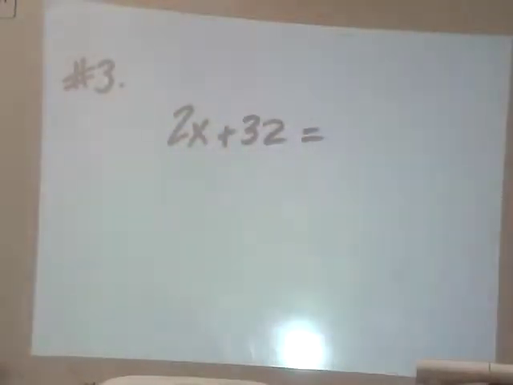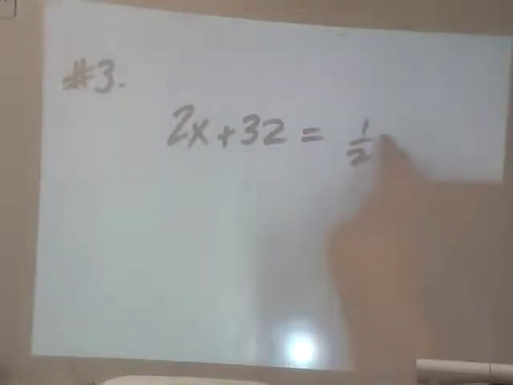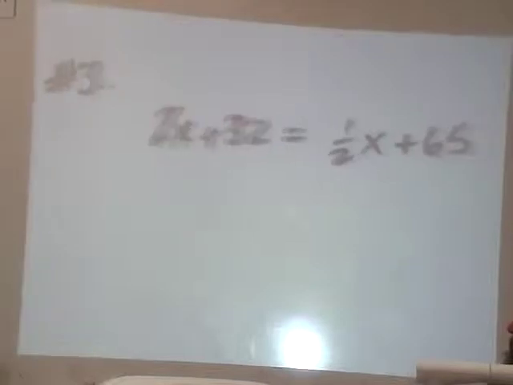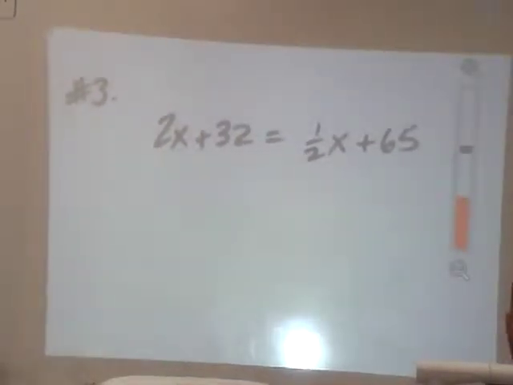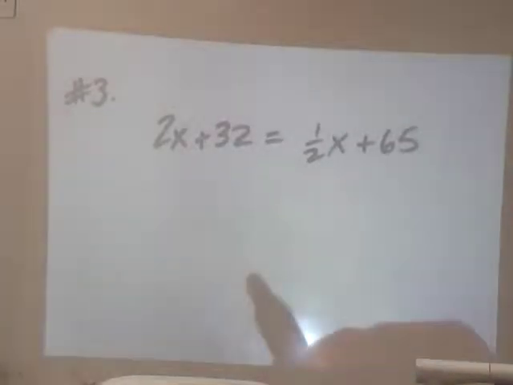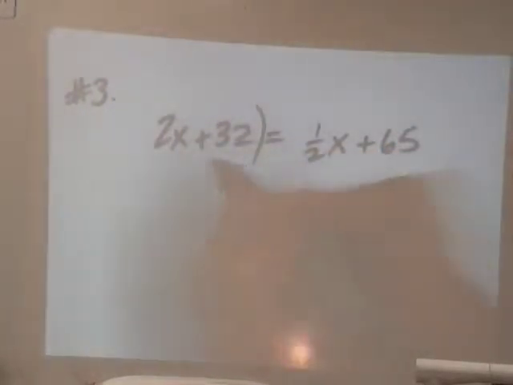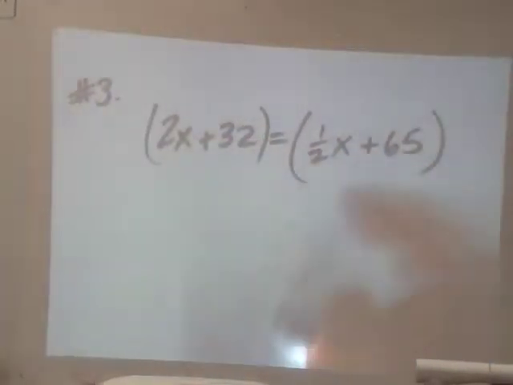All right, so 2x plus 32 equals 1/2 x plus 65. What should we do? You guys like working with fractions? Nope. Well, we get rid of the fractions. Multiply both sides by that denominator.